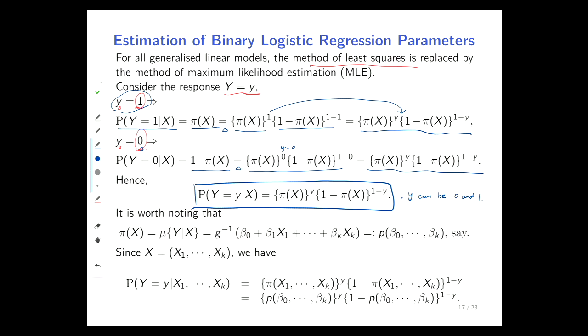And recall, if you still remember, this is from the generalized linear model. The probability equals the mean, which equals the g inverse of those linear combinations. So in order to simplify the notation, we call it the probability with the parameters beta 0 to beta k. That means this probability depends on those parameters, right?